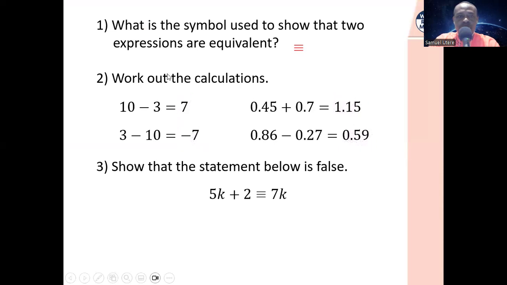And then here you were simply asked to work out the calculations. You could have used a calculator, but I would have advised you to do it without a calculator.